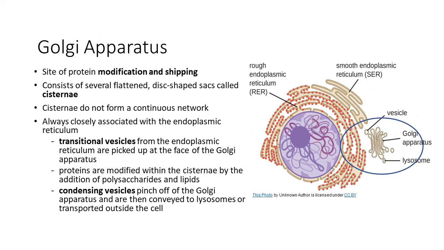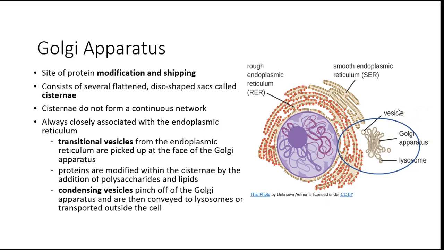It looks like folded pancakes, if you will. Each of those is a disc, and each disc is called a cisterna, or cisternae for plural. So, unlike the ER, which is a continuous network, each one is its own flattened sac or disc. Now, what happens here is the ER will have some transport vessels that will come in, and they will be picked up by the Golgi apparatus.